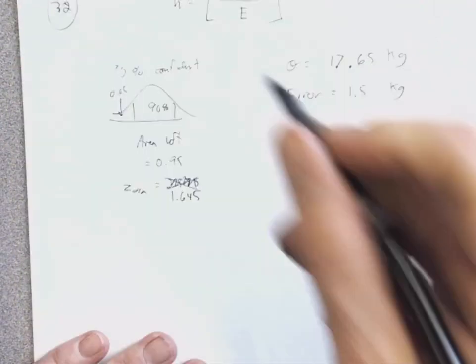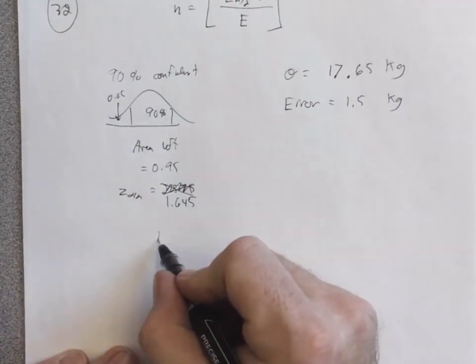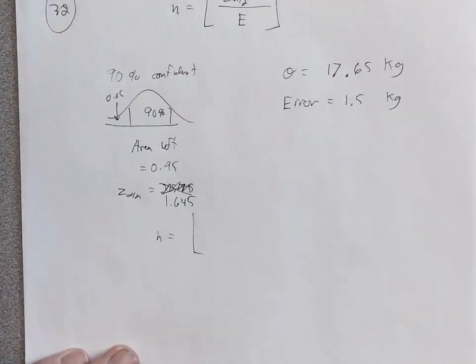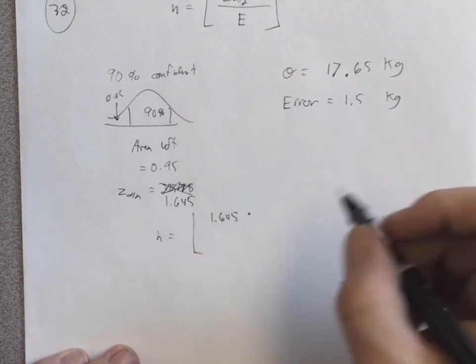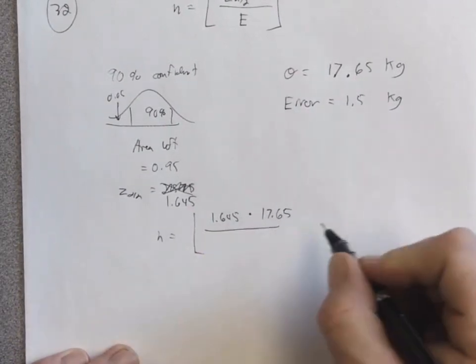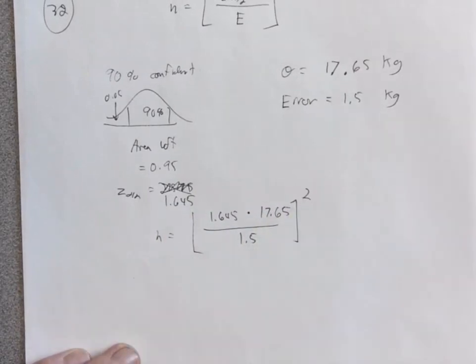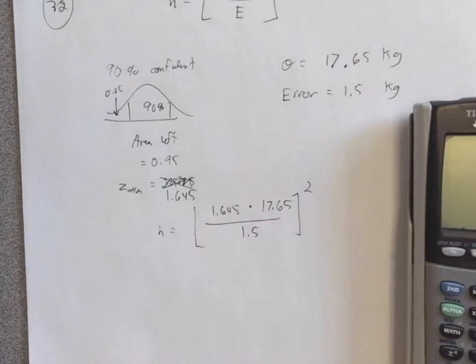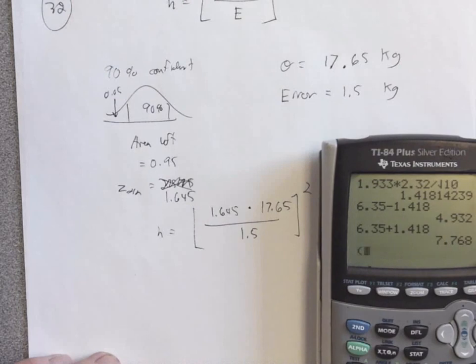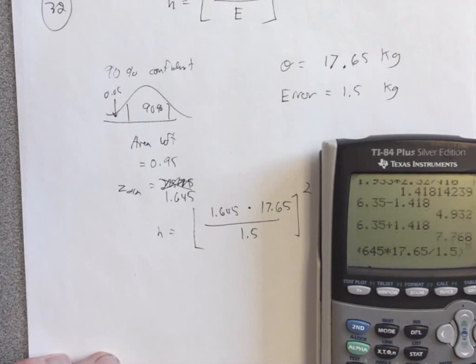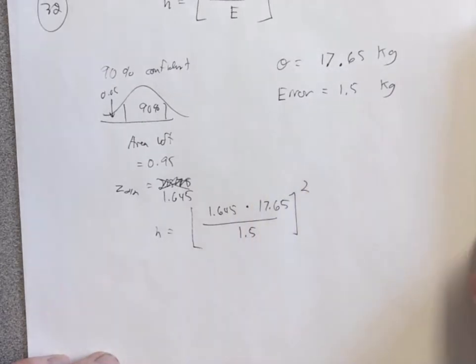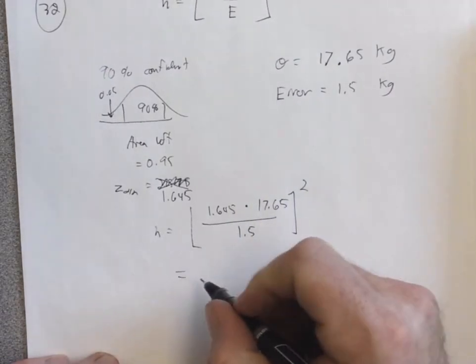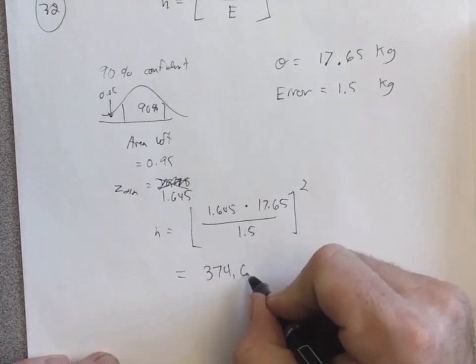Okay, so we're done. So n is going to be equal to Z alpha over 2, that 1.645, multiplied by sigma, which is 17.65, all divided by E, which is 1.5, and then I'm going to square the entire thing. What's nice is since there's no addition and subtraction, just plug it in. 1.645 times 17.65 divided by 1.5, squared. So what I get is 374.661.